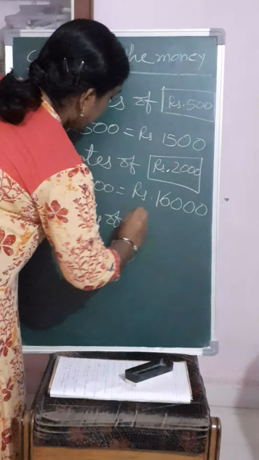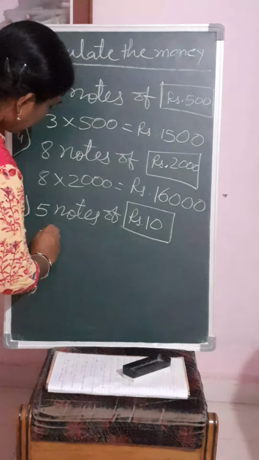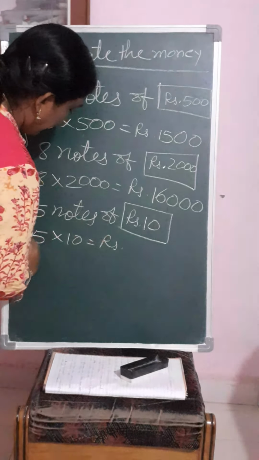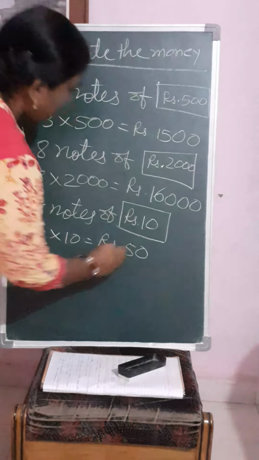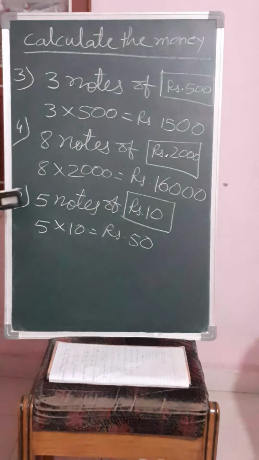Okay, now 5 notes of rupees 10. So 5 notes of 10. Okay, so 5 into 10 equals rupees... 5 ones are 5, 5 zeros are 0. So 50. In this way you can solve this kind of question.